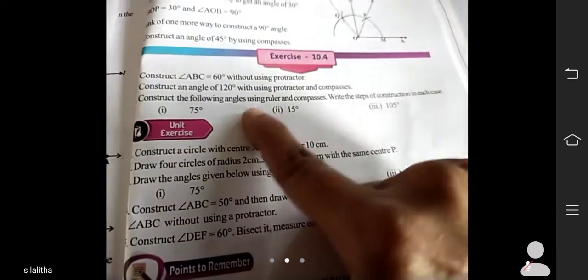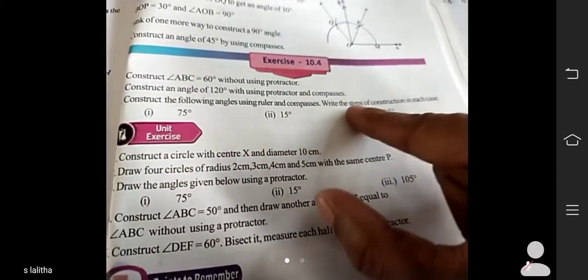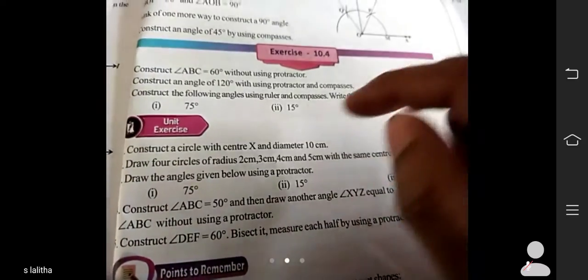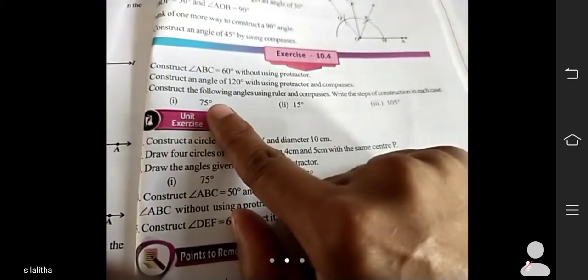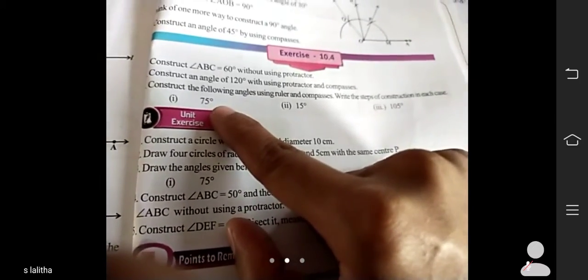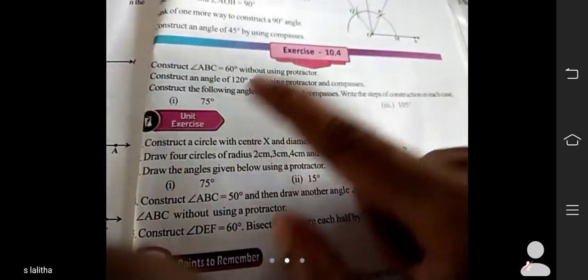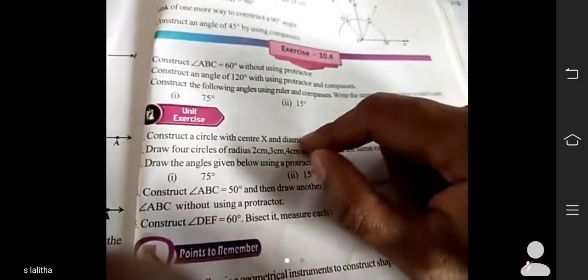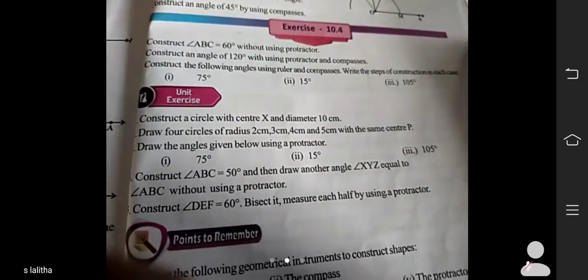Construct the following angles using ruler and compasses. Write the steps of construction in each case. What is the first one given? 75 degrees. You have to construct a 75 degree angle using ruler and compass. Don't use the protractor. You have to construct with compass.